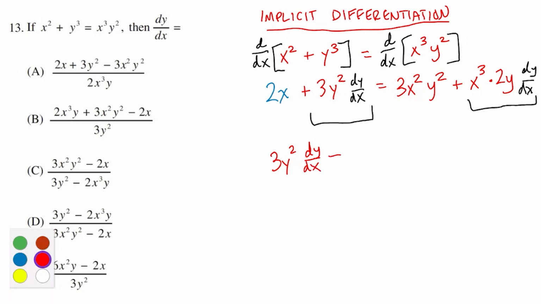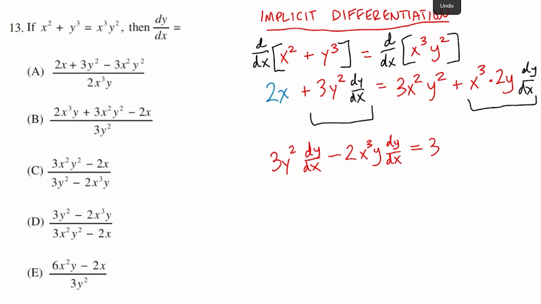minus x cubed times 2y. I'm just going to rewrite that ever so slightly as 2 times x cubed y dy/dx. And then the other two terms should be over on the right-hand side. The 3x squared y squared is already over there, but if we subtract 2x from both sides, we can get that other term over to the right-hand side.